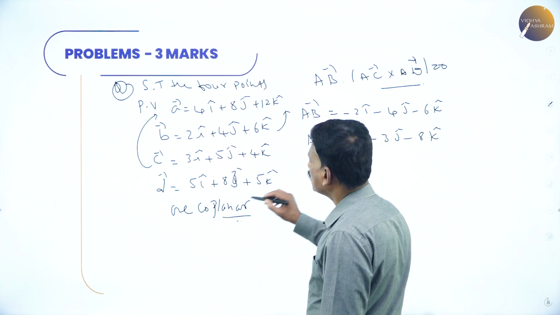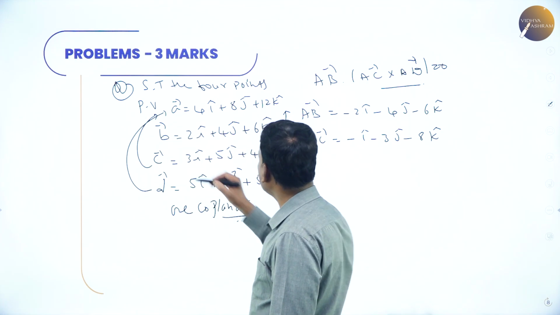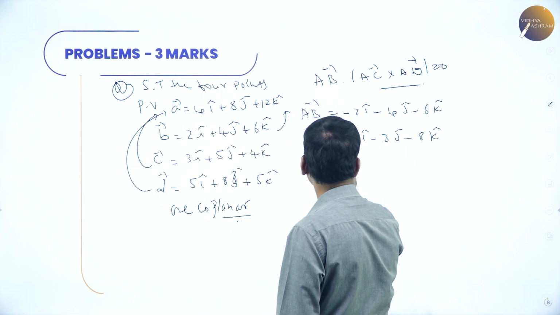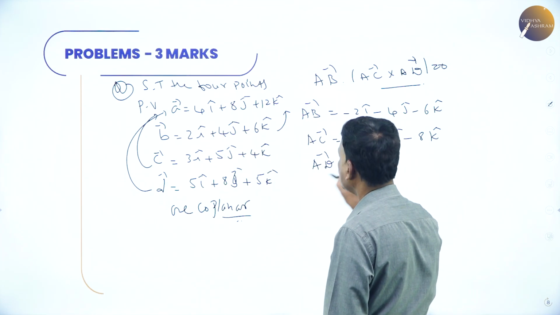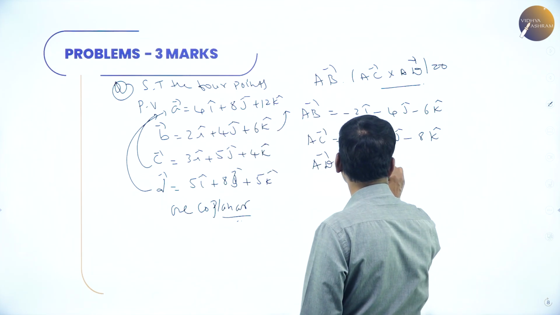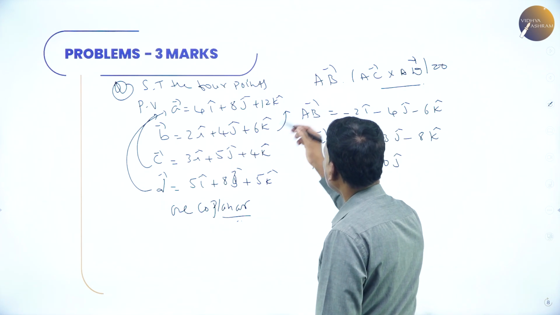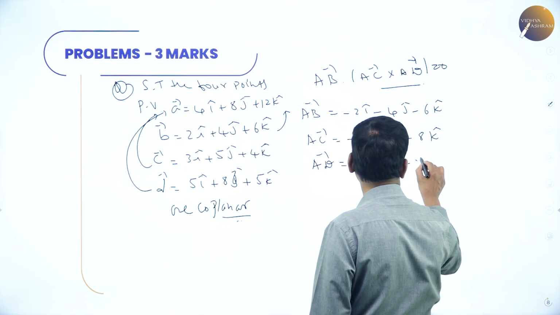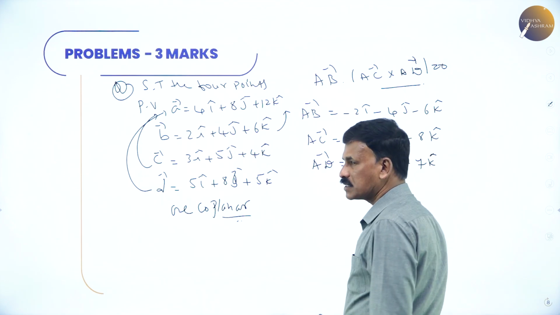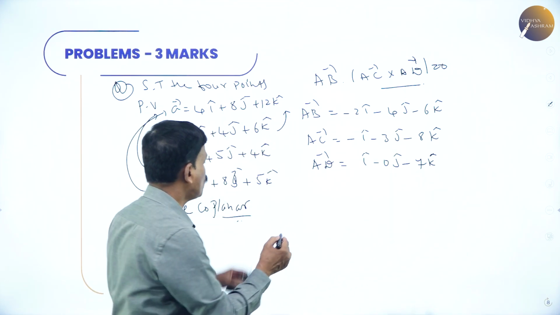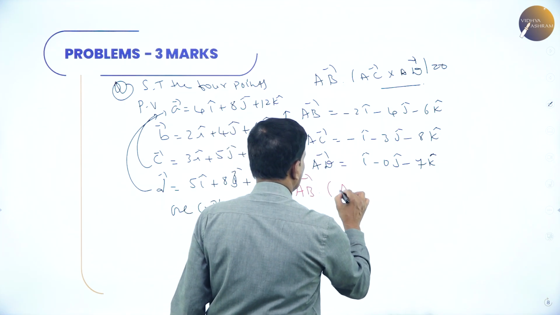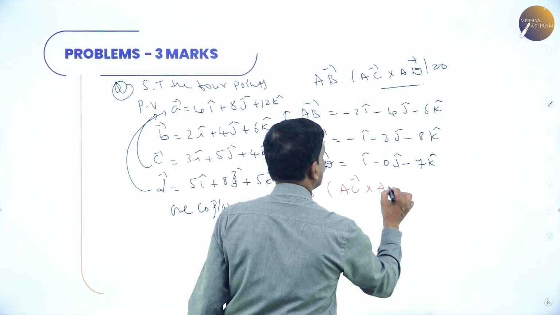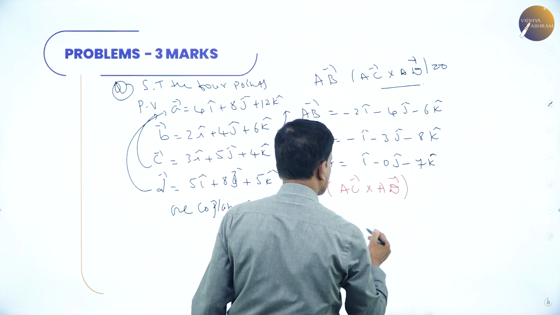Now the last one, vector D minus A is nothing but vector AD. Position vector of AD: 5i minus 4i is 1i. 8j minus 8j is 0j. Again 5 minus 12 is minus 7k. That's it. Just by knowing this, find out the box product of vector AB dot vector AC cross vector AD. So what is this equal to?